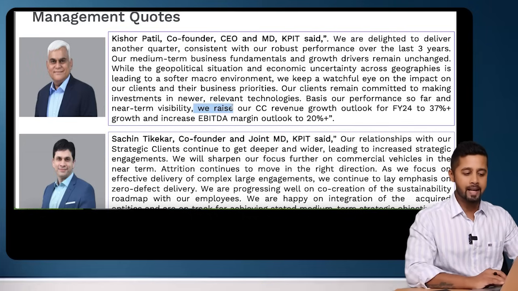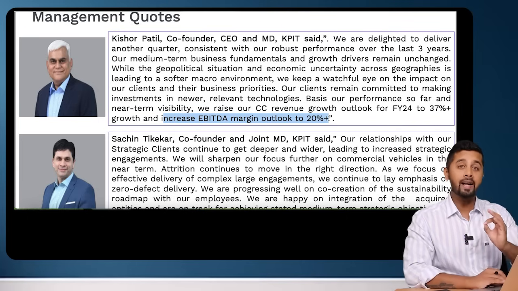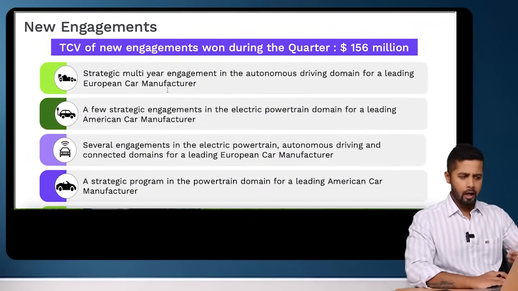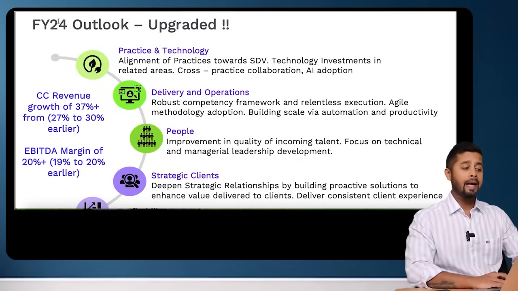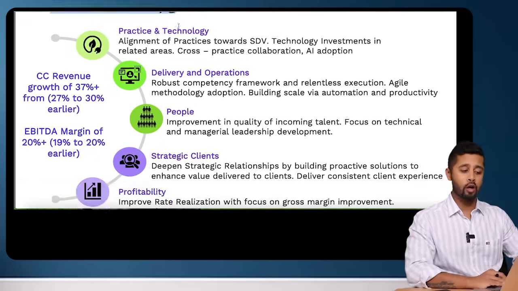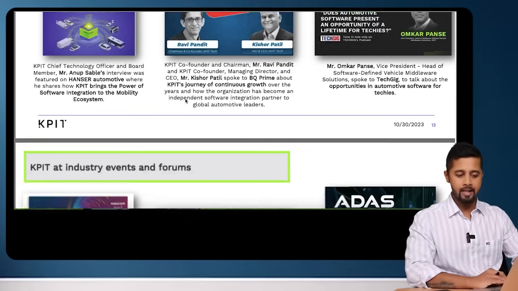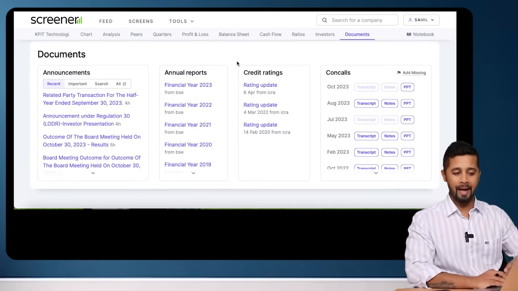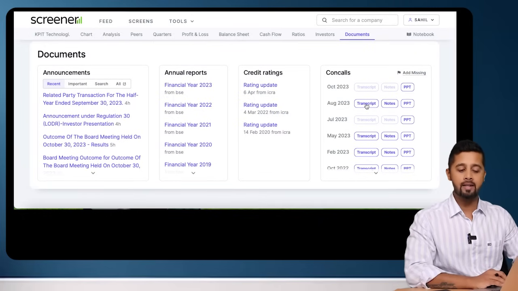So its management is saying that we have raised our constant currency revenue growth outlook for FY24 to 37% plus and increased the EBITDA margin outlook to 20%. That's a brilliant set of numbers, right? Apart from this, you will get a lot of other detail like new engagements, the key deal wins, and of course the FY24 outlook, and a lot of other details. So this presentation will give you a good understanding of the plans.